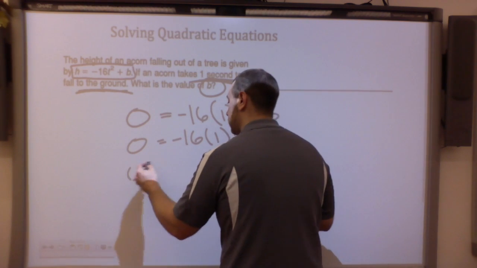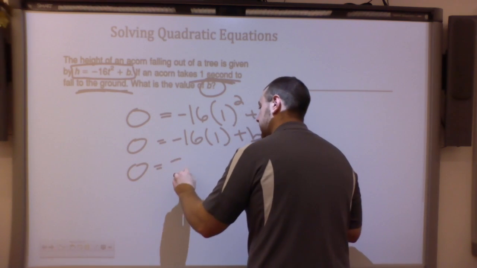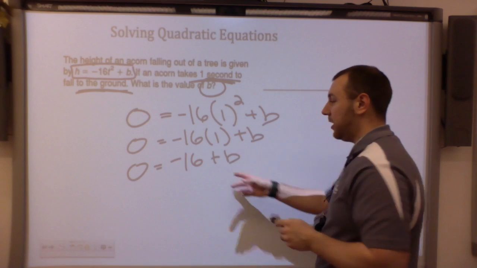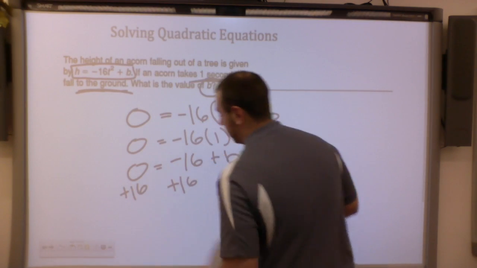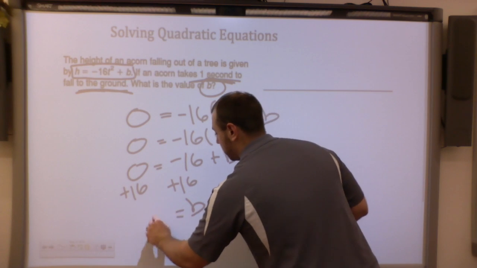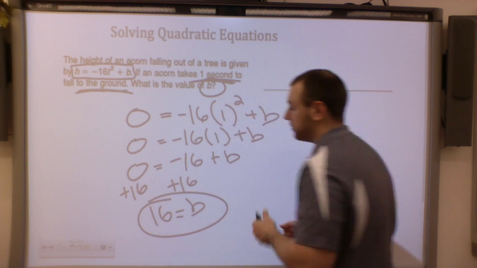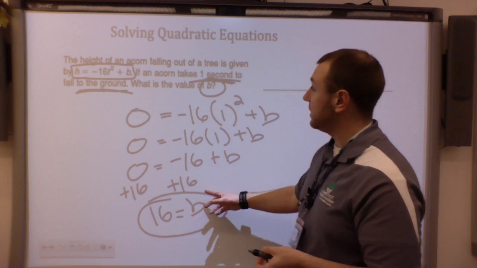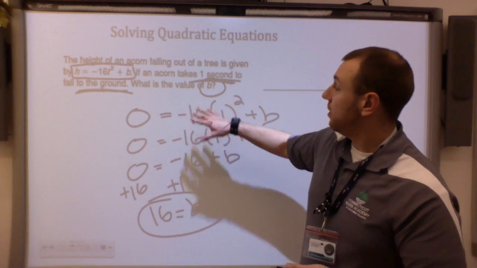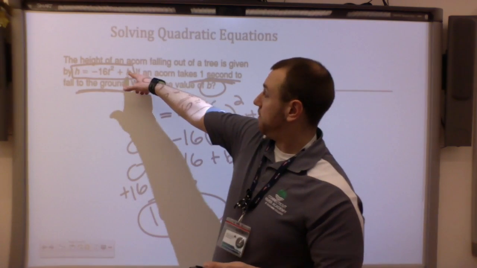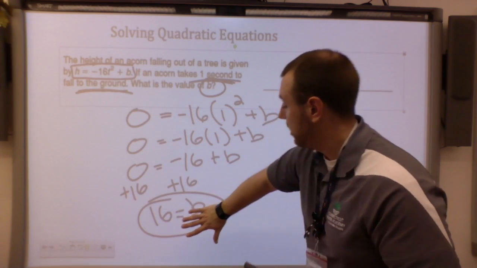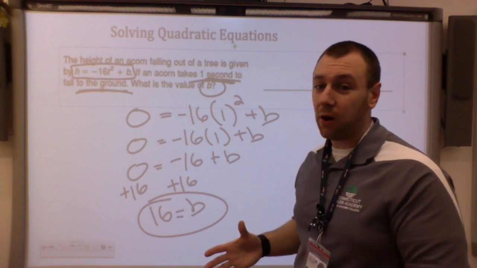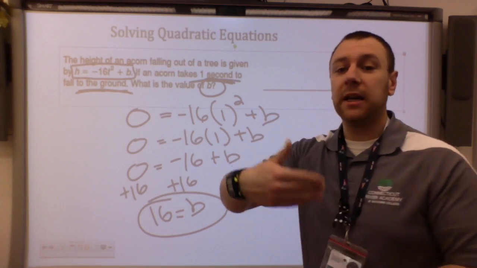-16 times 1 is -16. Now I'm going to solve for b by adding 16 on both sides. So b equals 16. That means that b would be 16 in here. I didn't have to find the square root at all. I just had to plug in what I knew.